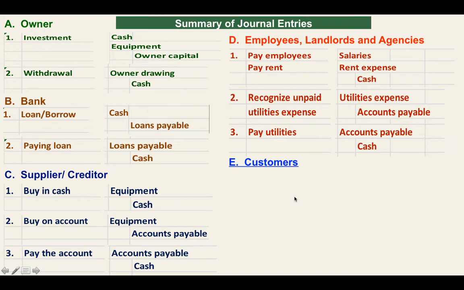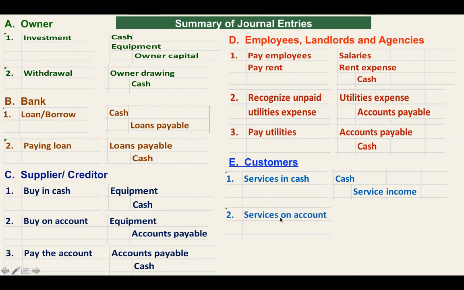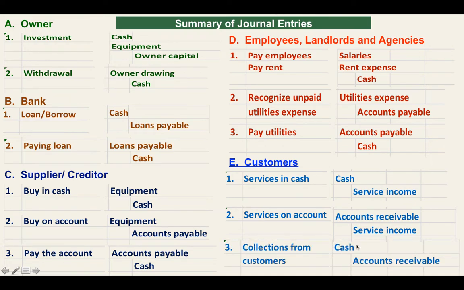With customer, okay, we are providing services to the customer in cash, so we debit cash if it is paid to us by the customer and credit service income. Okay, and if we are providing services on account, the customer did not pay us, so the customer has an obligation to pay us, so we debit accounts receivable from our customer and credit service income. So we will collect this. So if we have collected this, then we debit cash and credit accounts receivable.